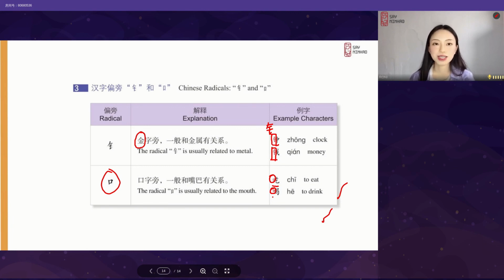Okay, so these are all for today's lesson. Please try to practice the new words and the pronunciation of these new words, and try to write the single component characters after the class.